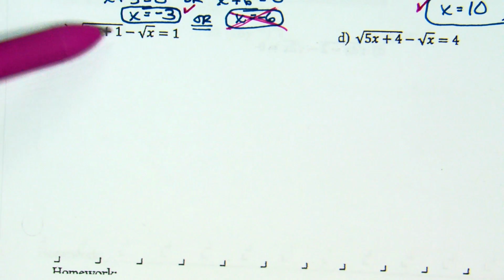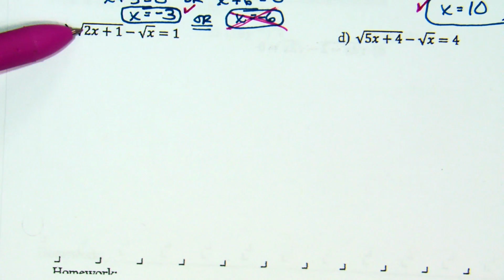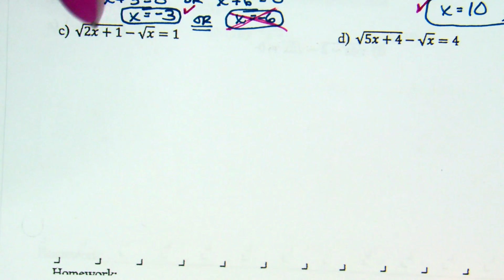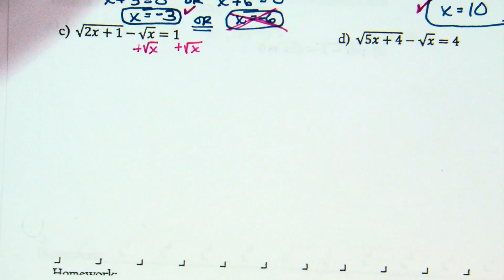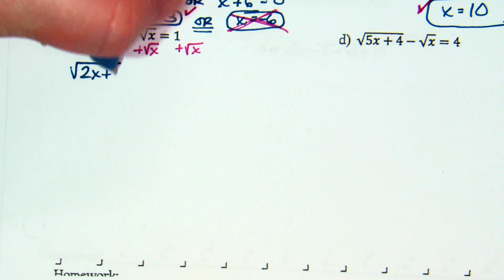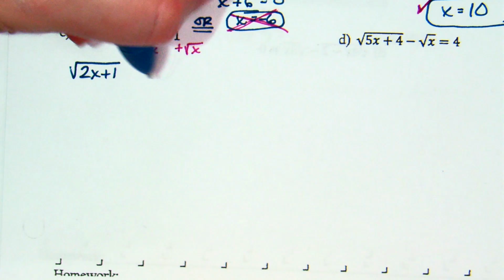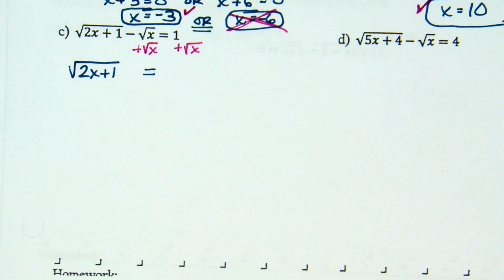We want to keep this radical by itself, so we're going to add the square root of x across the equal sign. Then I have square root of 2x plus 1 equals, and what is 1 plus the square root of x? Now, I'm going to actually reverse it, just the way my brain works. I'm going to say square root of x plus 1. If you left it as 1 plus square root of x, it's fine.